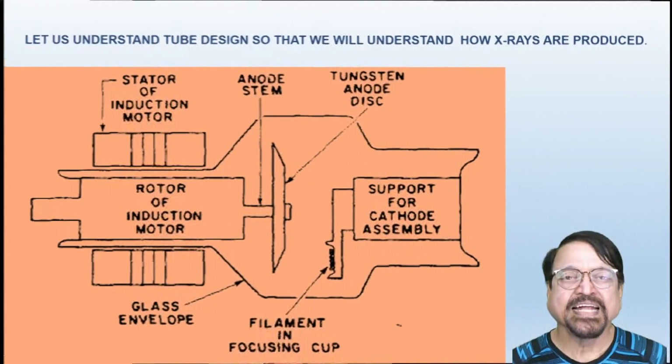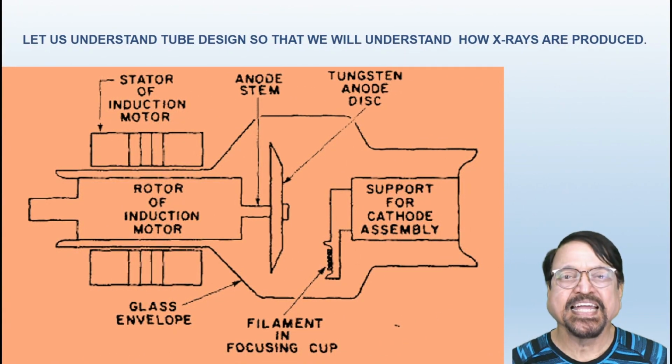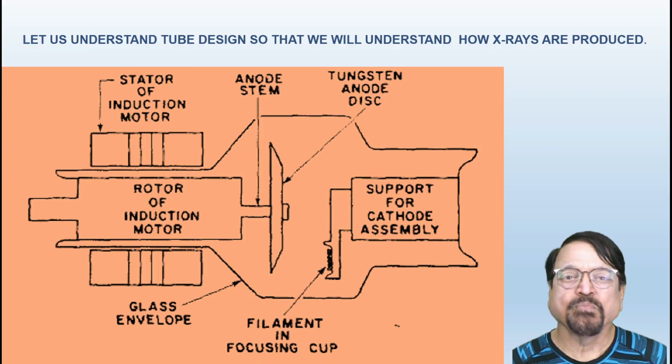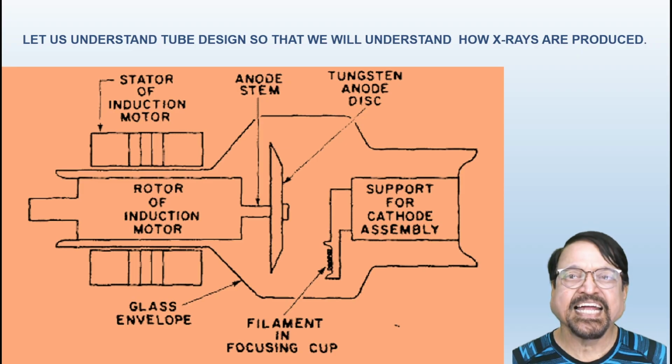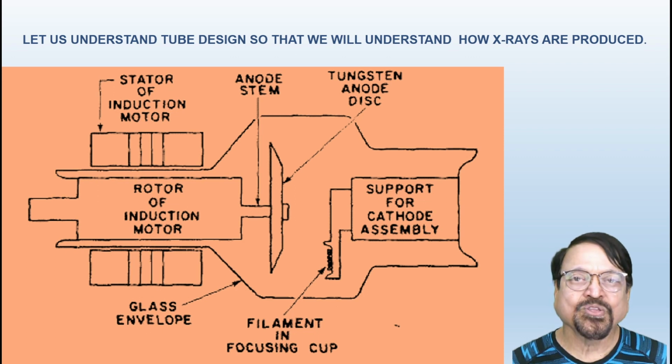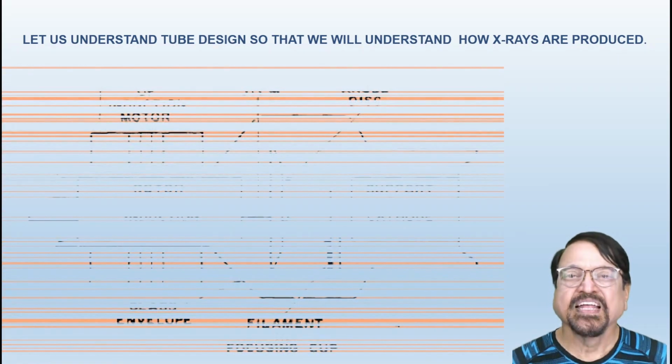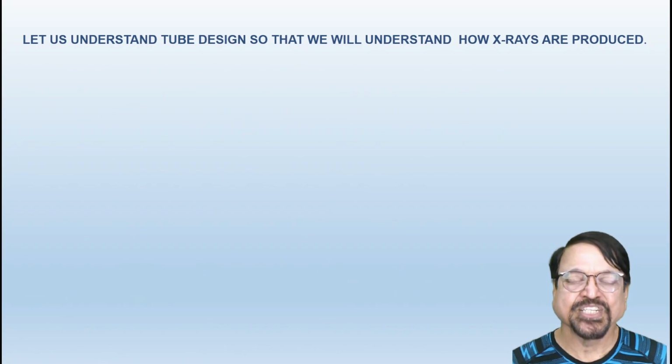Again, more characteristics of the radiation from the diagram. Here what we are seeing is a filament which produces electrons with the help of the boil-off effect. They are attracted towards the anode. The potential difference accelerates them. The target is made of tungsten, and because of its characteristic, it produces the radiation.